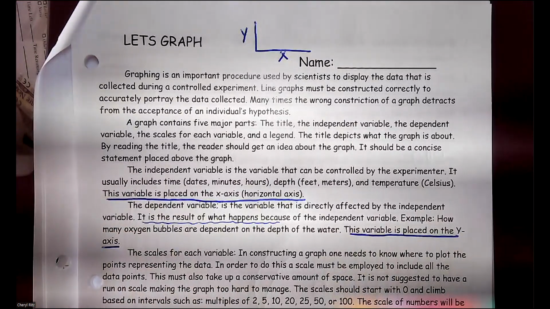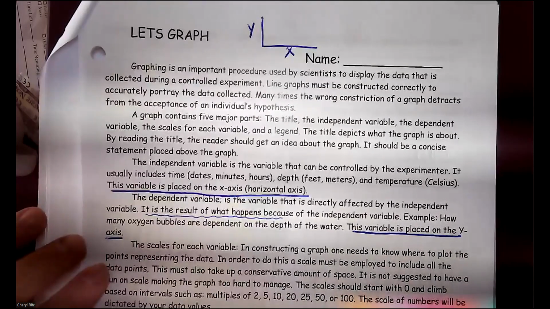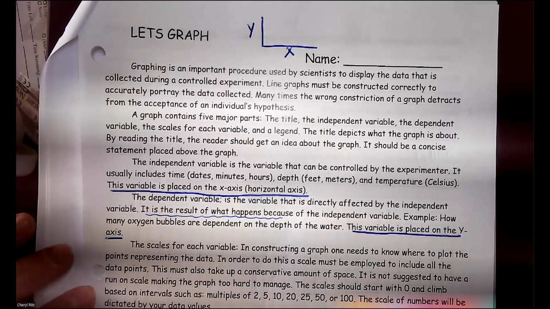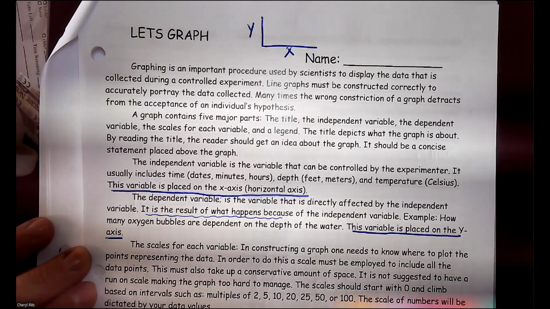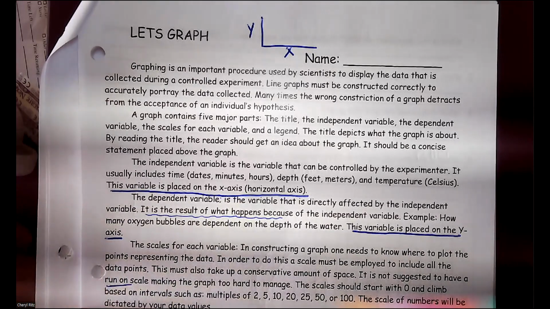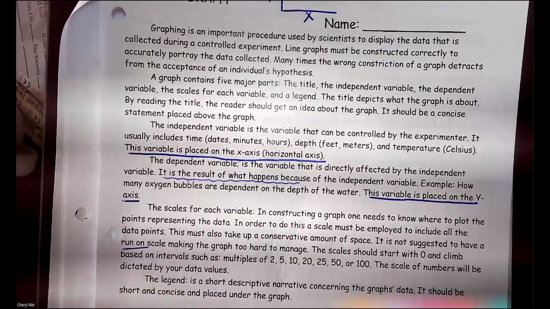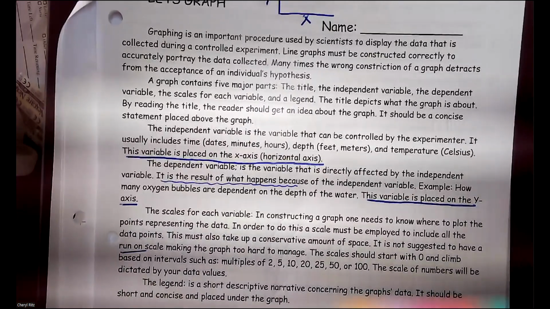The scales for each variable. When constructing a graph, one needs to know where to plot the points representing the data. In order to do this, a scale must be employed to include all data points. This must also take up a conservative amount of space. It is not suggested to have a scale that makes the graph too hard to manage. The scale should start with 0 and then climb based on intervals with multiples of 2, 5, 10, 20, 25, 50, or 100.